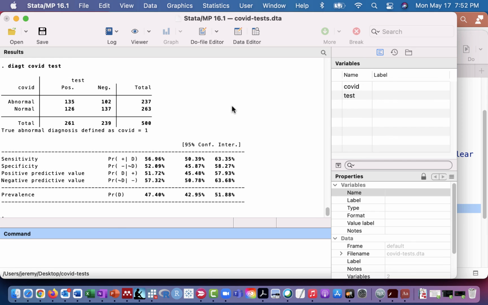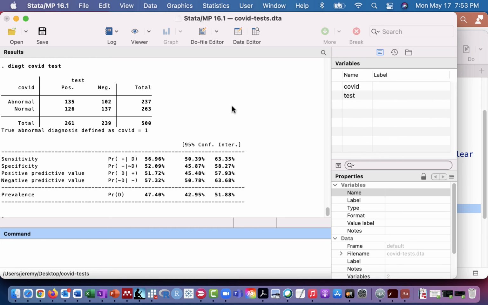Now what's useful to the patient is the positive predictive value. So you might want to know, okay, the test came out positive. What's the chance I have COVID? Well, that's 51%. That's the positive predictive value. And if the test came out negative, what's the percent chance that I'm negative? 57%. Overall, what's the prevalence? How many people in the population had COVID? The probability of the disease is the probability of COVID. Well, that's 47%.